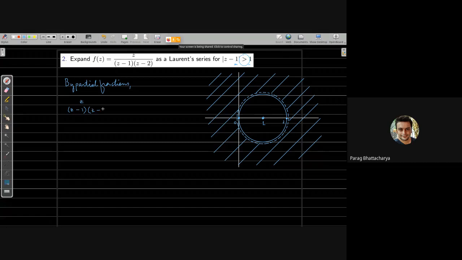This we should be able to write as some constant, let's call this constant A, plus some other constant B, such that A is divided by the first factor and B is divided by the second factor in the denominator. So your z minus 1 will come over here, and your z minus 2 will come over here. So this is what we have to write. Now we'll have to solve for A and B and find out what A and B are.